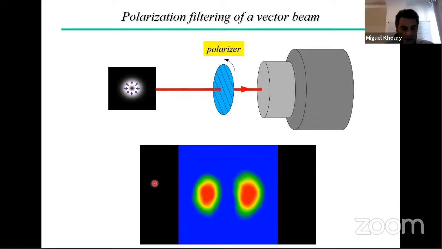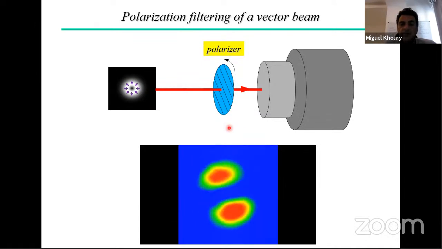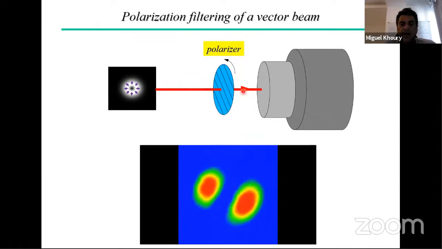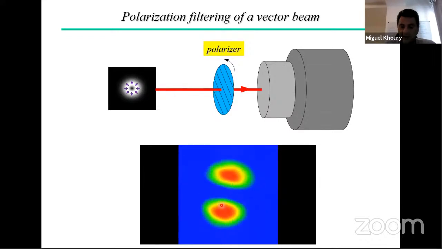I should have a video. Okay, so there you go. As we rotate the polarizer, the image transmitted through the polarizer is a mid-Gaussian image that rotates with the polarizer.